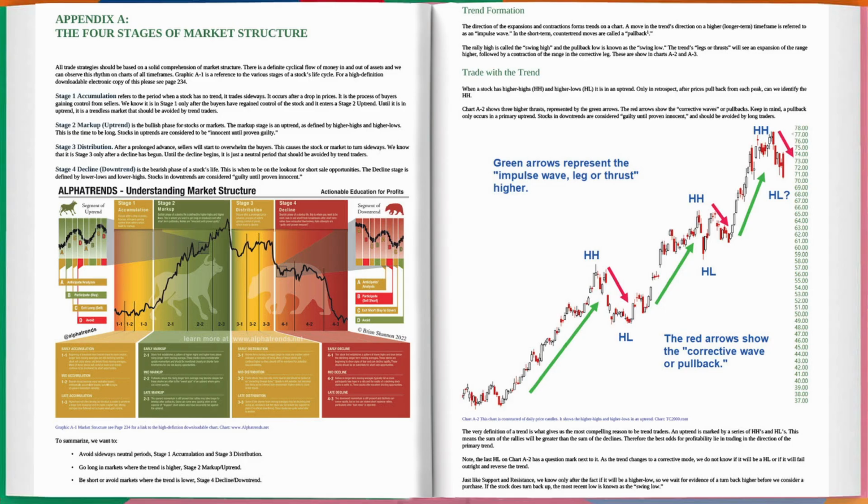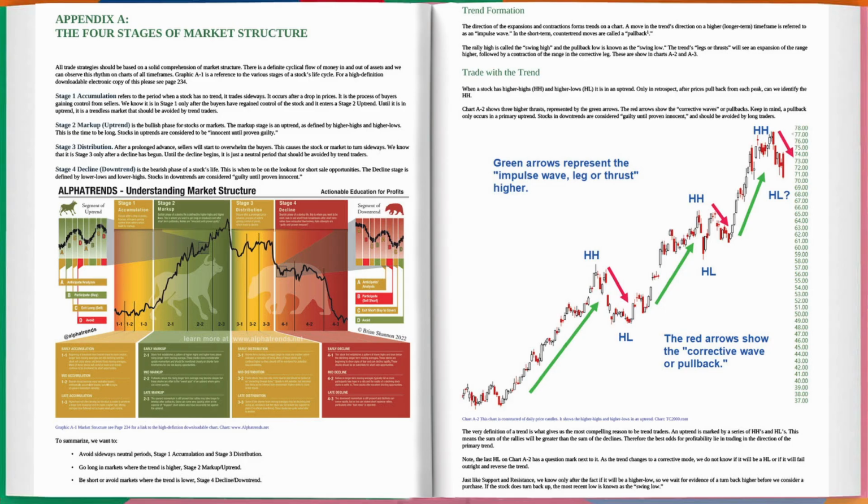To summarize, we want to avoid sideways neutral periods, stage 1 accumulation and stage 3 distribution. Go long in markets where the trend is higher, stage 2 markup uptrend. Short or avoid markets where the trend is lower, stage 4 decline downtrend.